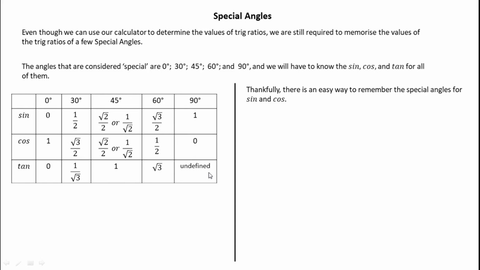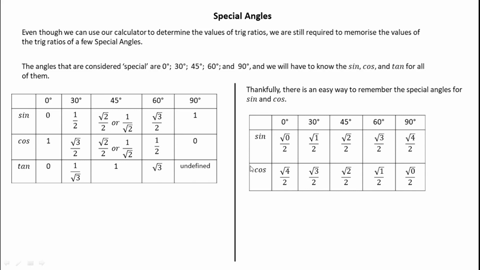Now, when it comes to the sine and the cos, there is a fairly easy way to remember their values, and it looks like this. The sine of 0 degrees is root 0 over 2. And root 0 over 2 is, of course, 0. The sine of 30 is root 1 over 2. And of course the root of 1 is 1, so that's a half. The sine of 45 is root 2 over 2. The sine of 60 is root 3 over 2. And the sine of 90 is root 4 over 2. Of course, root 4 is 2, and 2 divided by 2 is 1.